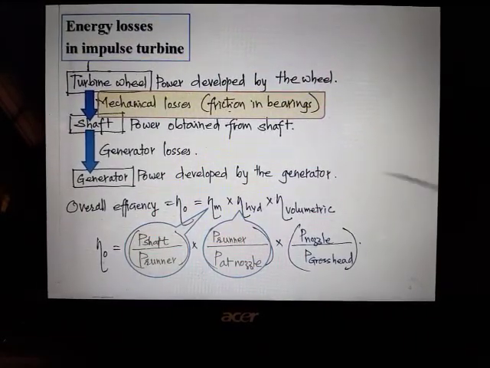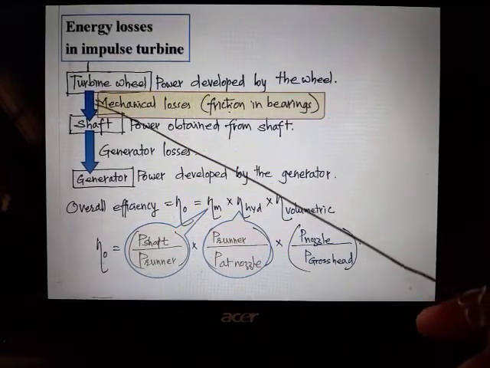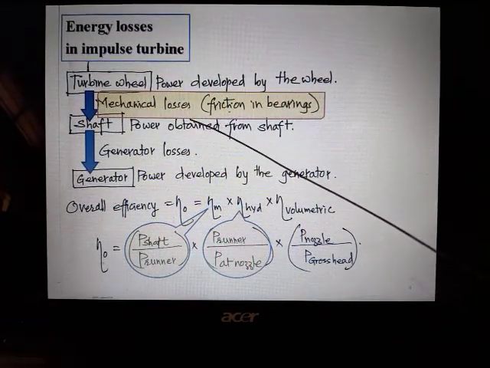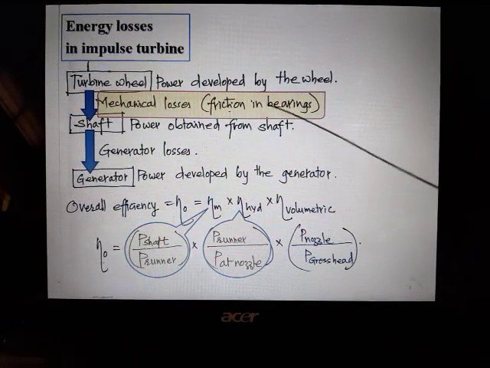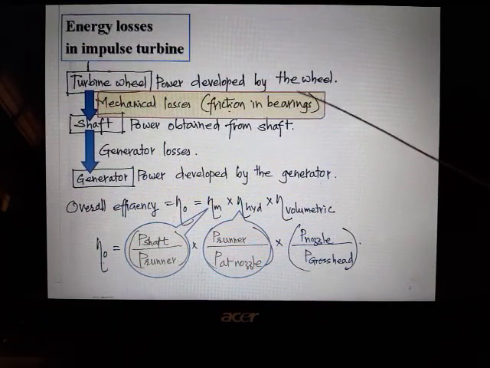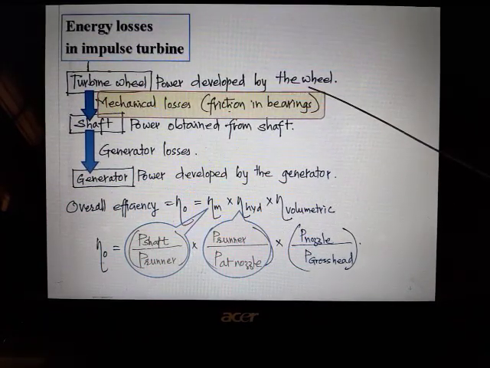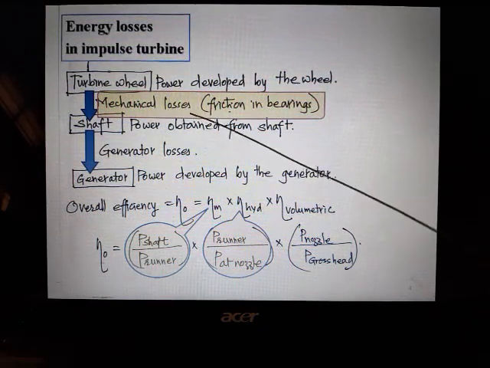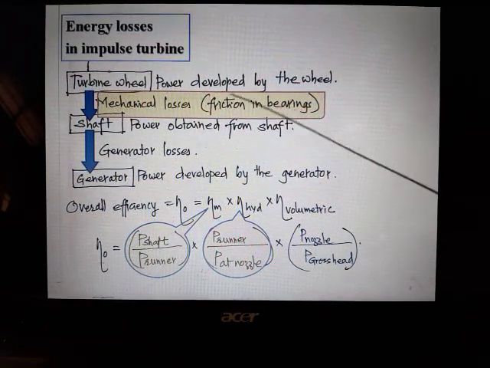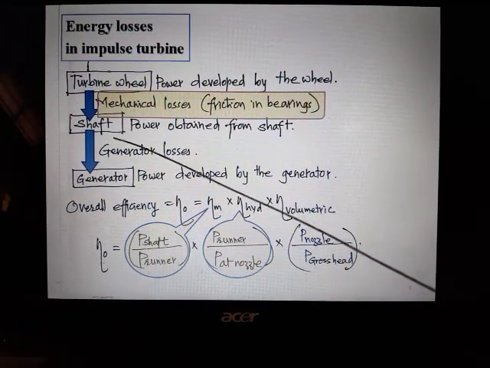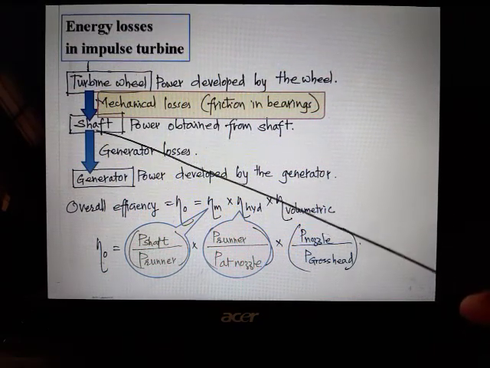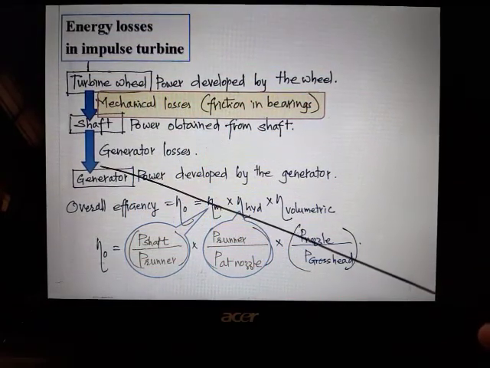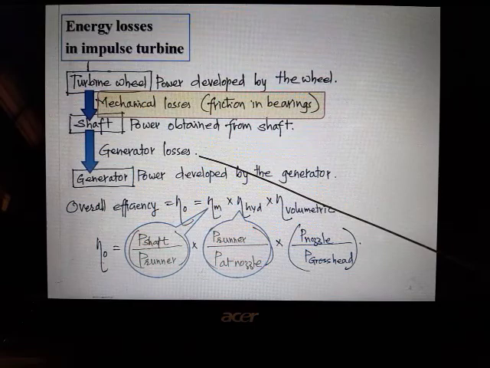Now after the turbine wheel starts rotating, the shaft will be rotating. While transferring, there may be some mechanical losses, known as friction in bearings. So between the power developed by the wheel and the power obtained from the shaft, there will be friction in bearing losses, which are known as mechanical losses. Now, from the power obtained at the shaft to the power developed by the generator, there will be some losses, known as generator losses.